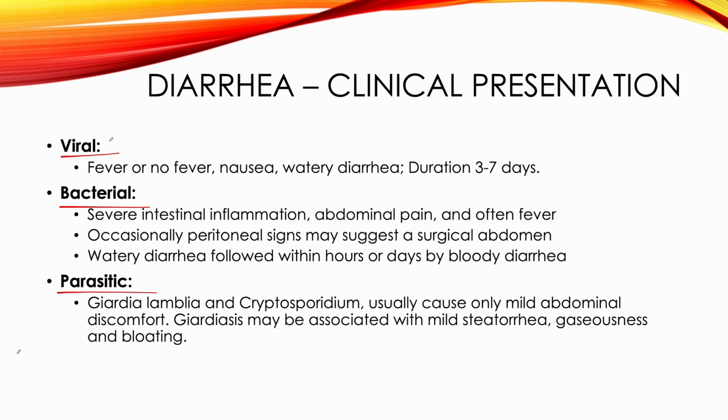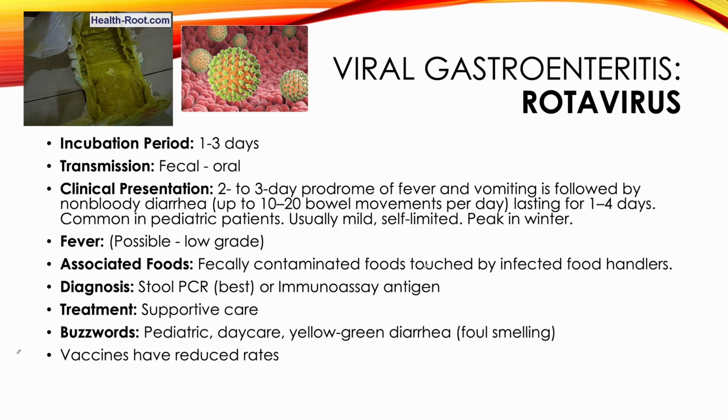Now for viral, usually they can cause fever or not cause fever. You get some nausea, watery diarrhea, and usually it's self-limited, lasting anywhere from 3 to 7 days. Bacteria, on the other hand, can be either non-inflammatory or inflammatory. And when it is inflammatory, you can get abdominal pain and fever, even peritoneal signs. Parasitic, Giardia usually is associated with fatty stools, gas and bloating, and we're going to go one by one through these. This is an overview. So let's get right into it.